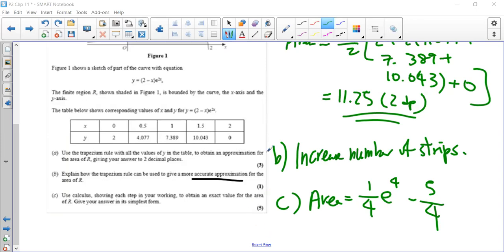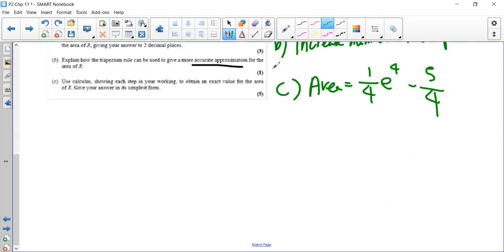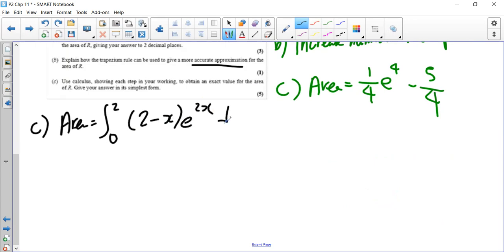Well, to integrate this, let's go through it step by step. Part C. The area equals the integral from 0 to 2 of y, which is the equation, (2 minus x) e to the power 2x dx. Remember, I said about RTSP. Clearly, we can't use the formula booklet for this because it doesn't tell us anything about e. It only tells us something to do with trig. So RTSP. First of all, reverse chain rule. First thing you consider is reverse chain rule.